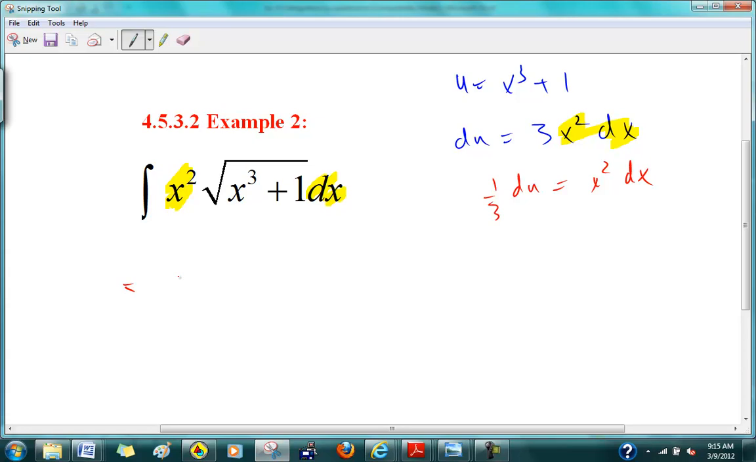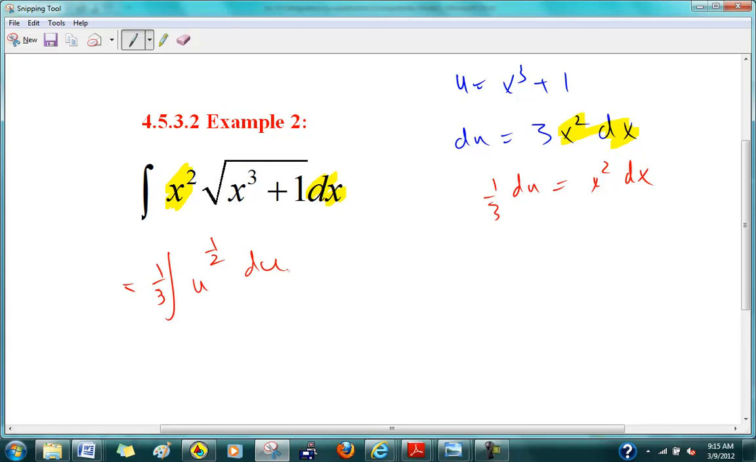So then this guy becomes equal to 1/3. And in place of square root of x cubed plus 1, I shall write u to the 1/2. Okay, I'll replace the square root with a half. Just a step ahead. And then x squared dx gets replaced with 1/3 du. Notice how I pull the 1/3 out of there, okay?